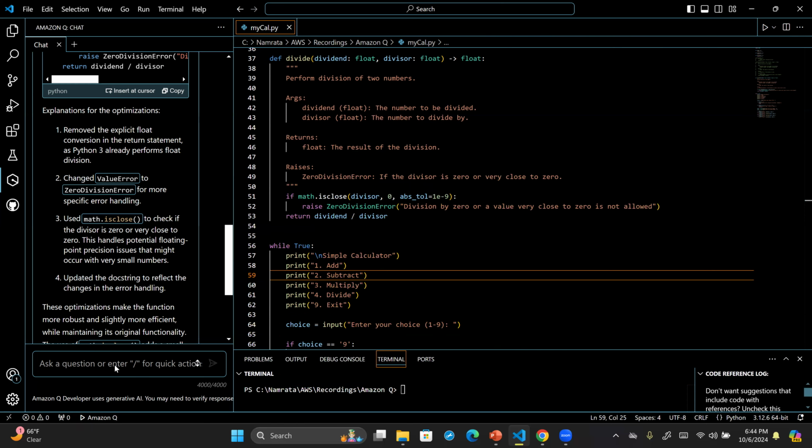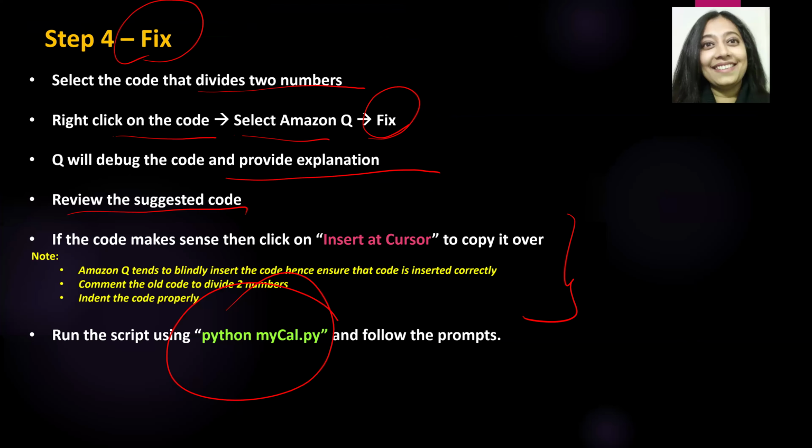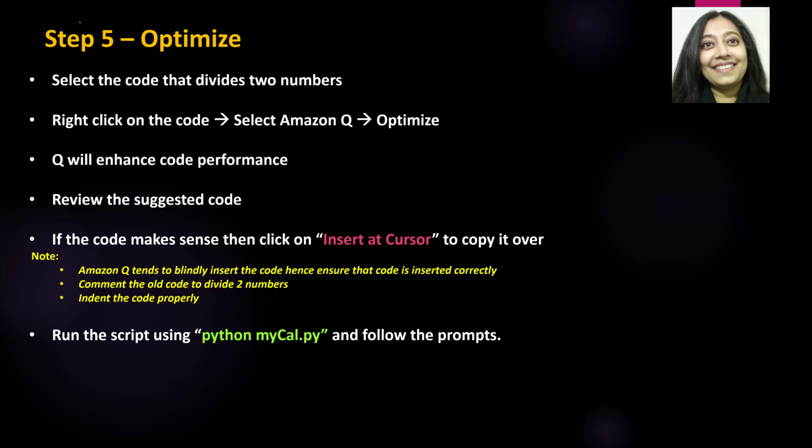Okay, so again, I'm going to clear this as well. So we have basically completed step 4. Now let's go to step 5, and this is basically optimization. This optimization is enhancing the code's performance. Everything is the same, but this time we are going to select the optimize option, and then finally, run the script.